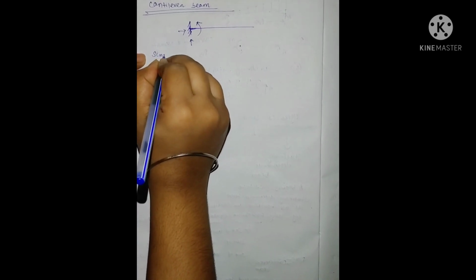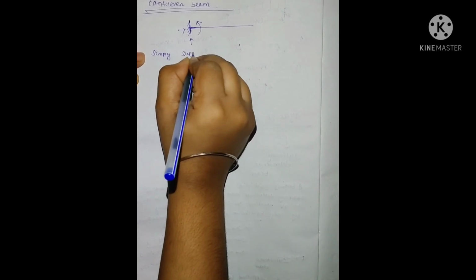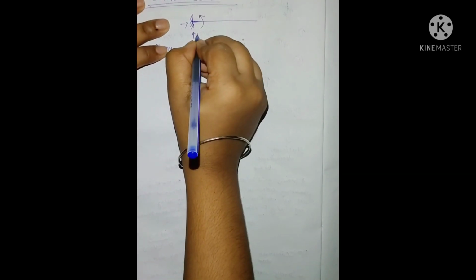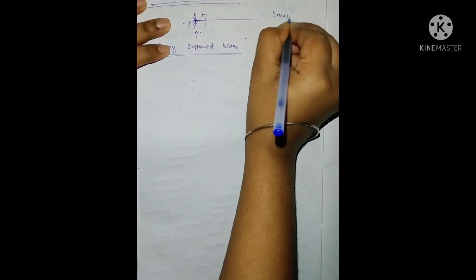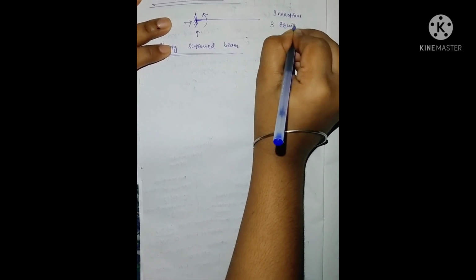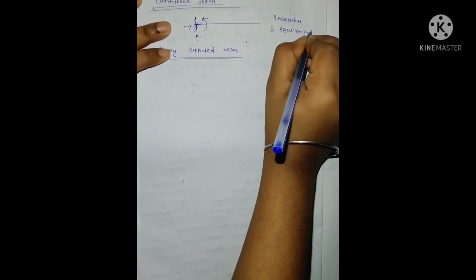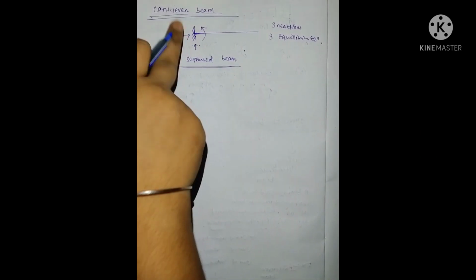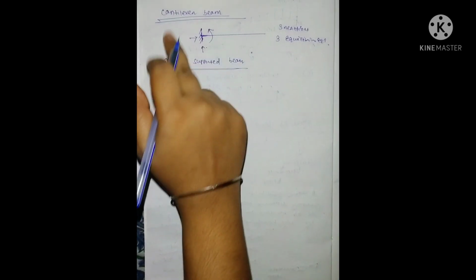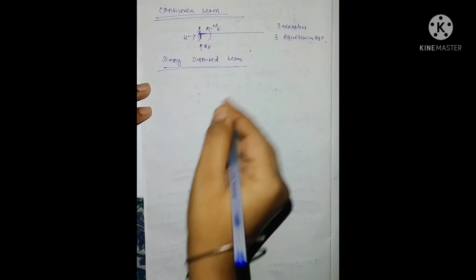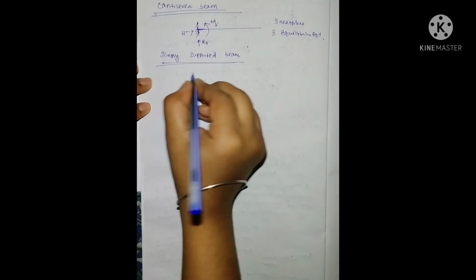Then simply supported beam. And one more thing: here there are three reactions and we have three equilibrium equations, so we can determine this beam. So this is a statically determinate beam. We can calculate all the reactions of that beam.